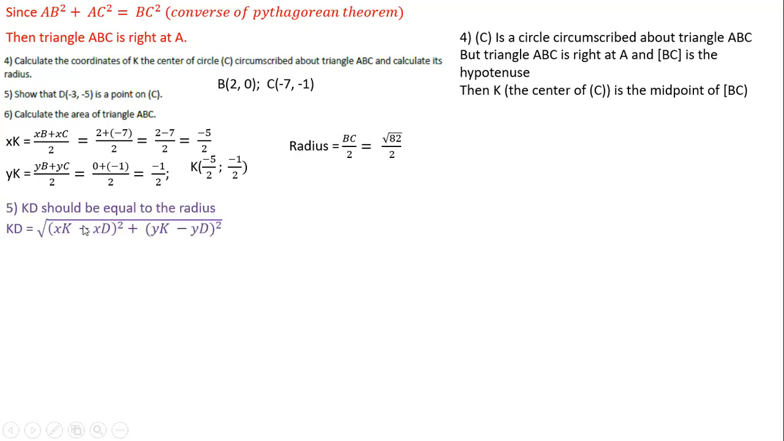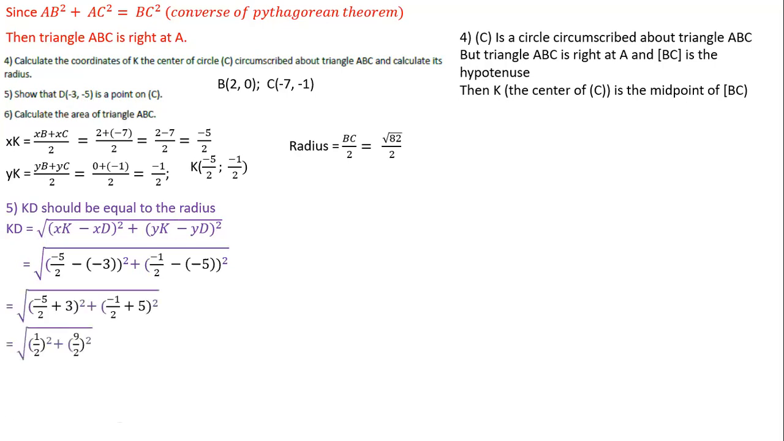So I find the length KD, which is radical XK minus XD all of it squared plus YK minus YD all of it squared. We replace the coordinates as you see. The radius should be equal to radical 82 over 2. I got radical 82 over 4. So here I split the radical. It is radical 82 over radical 4. Of course, 4 can be written as a perfect square. It is 2 squared. So it is radical 82 over 2. As you can see, since KD is equal to the radius, then D belongs to the circle.